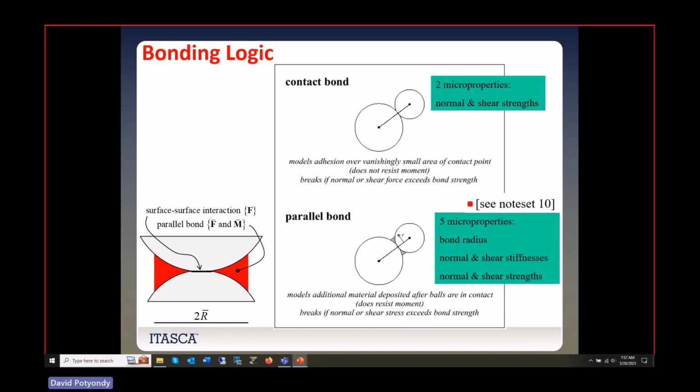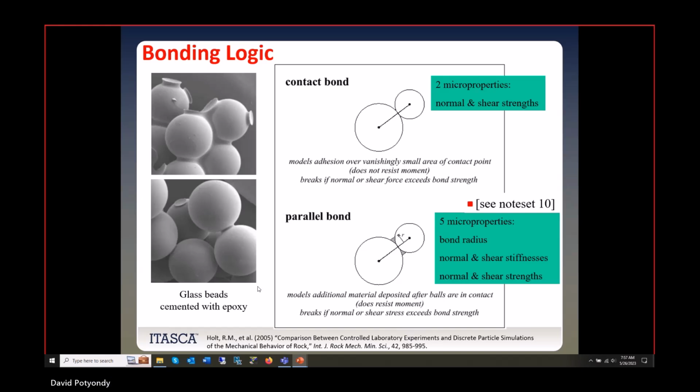But essentially, it's going to have the same idea. This is going to break in a normal mode, in a tensile mode, which is a normal mode, or it's going to break in a shear mode. And again, it's representing these glass beads cemented with epoxy. This is a good physical manifestation of the physics of a parallel bond.